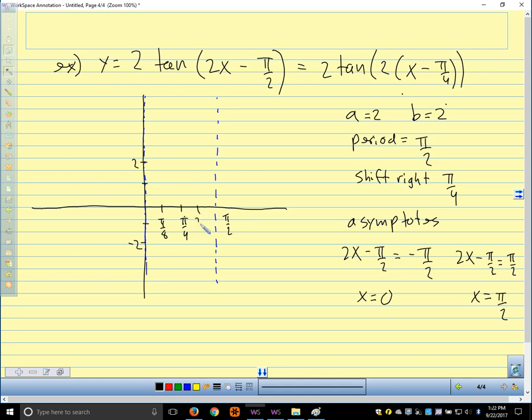and 3 pi over 8. So I'm going to go up 2 units here and down 2 units here since tangent is increasing. And then make a nice curve between the asymptotes. There would be one period.